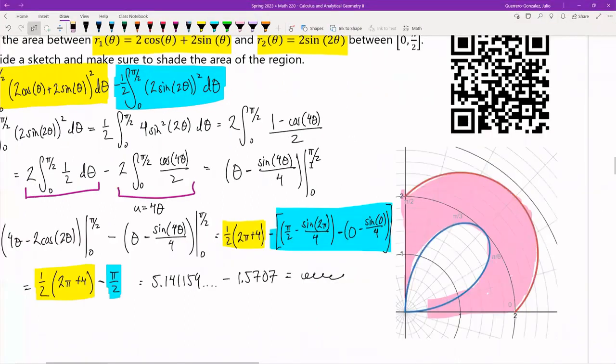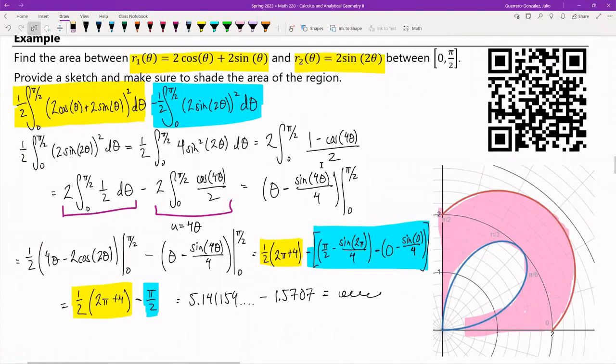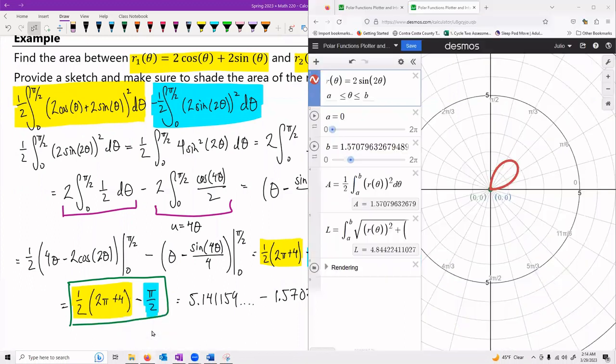And that's cool. Just in case the online system asks you for something, either one of these is okay. This is sort of like the exact answer, the 1 half times 2 pi plus 4, and it all works out the same. Just make sure that you're using the calculator appropriately. Since the equation itself already squares it, you can only use these one by one. So you have to put in the r of theta for one and then the r of theta for the other one and get an area that way. Got it? Okay. All right.